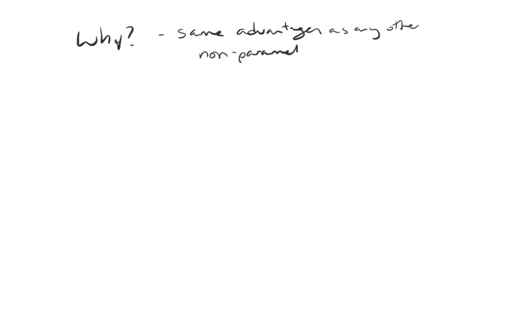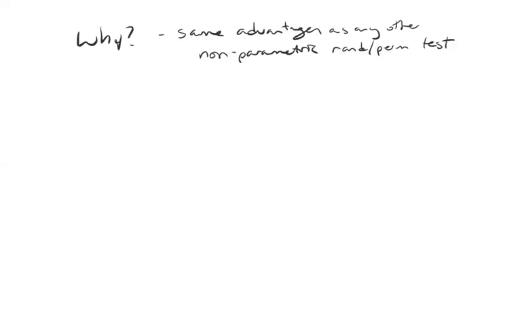Okay, so why would we do this? Well, first of all, it has the same advantages as any other non-parametric randomization or permutation test. You've seen me list those before, but those are the fact that it works even if the data set is small. We're not going to assume that we have any particular distribution like normality.